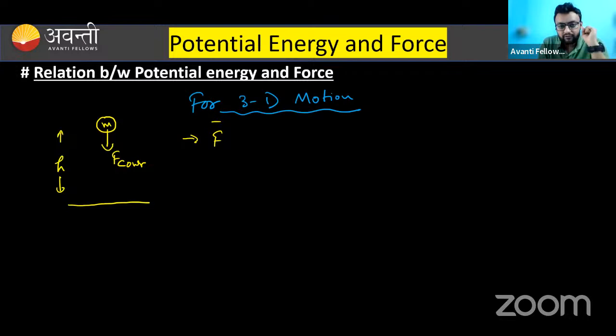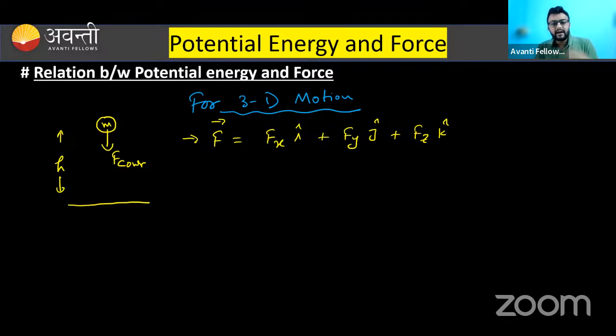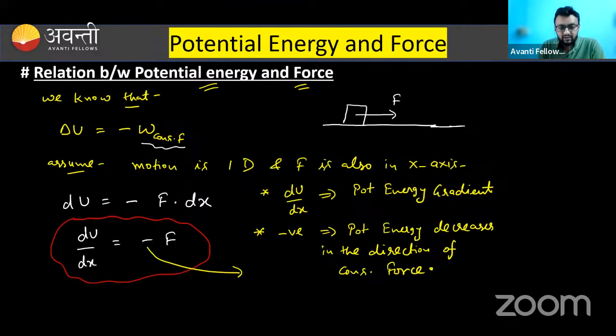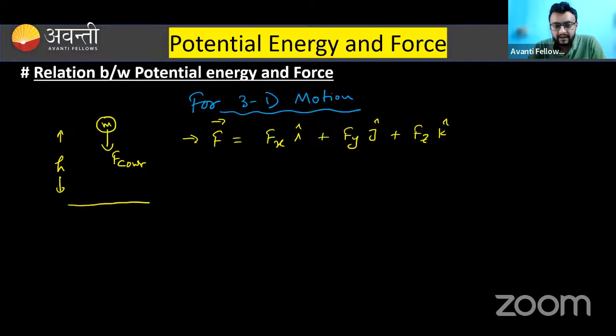In the previous lectures, we have seen that force can be written as Fx i cap plus force in the y direction j cap plus force in the z direction, that is represented as k cap. This is the actual format of force. And we have seen that F is equal to minus du over dx. Can you say that? Nothing is wrong in these two statements? Both are identical. So I am writing it.